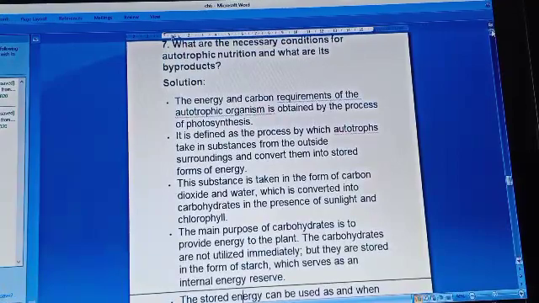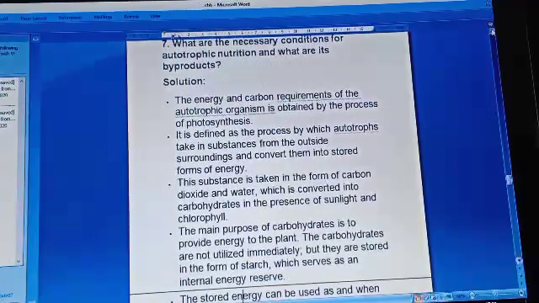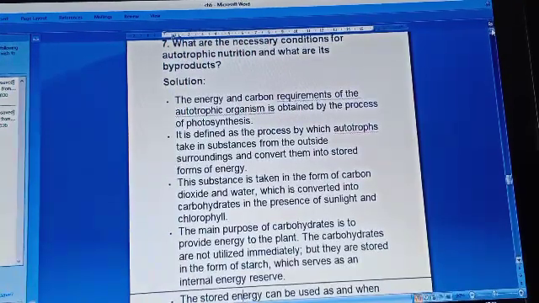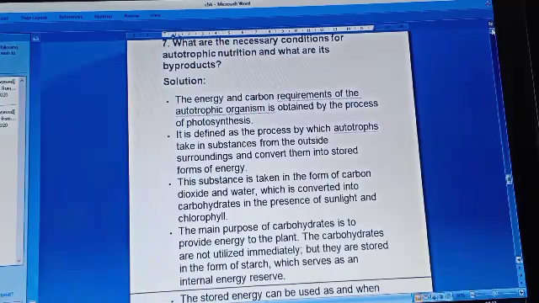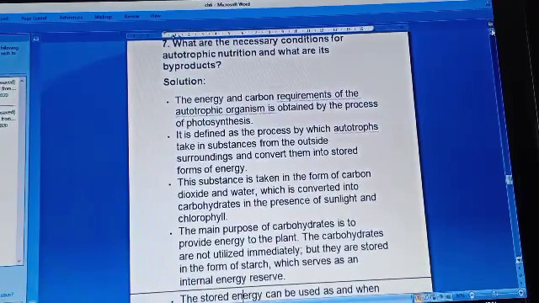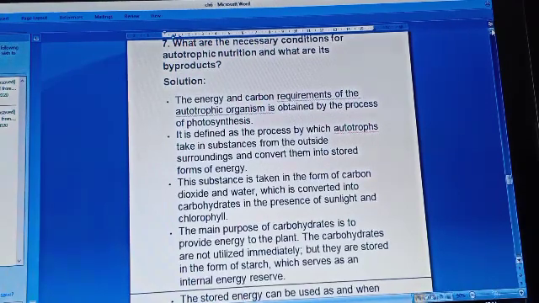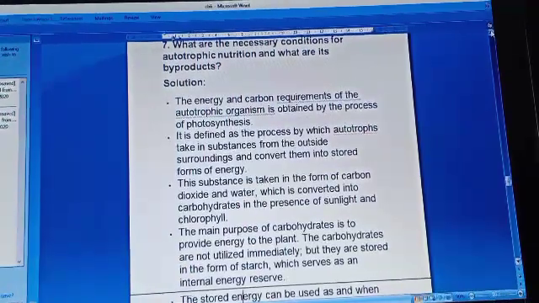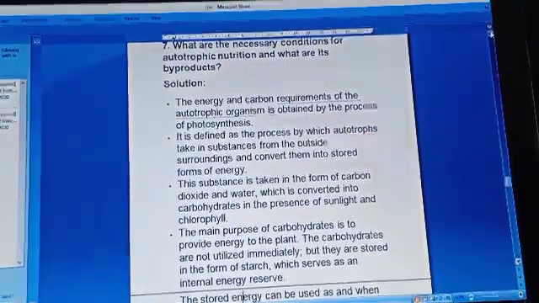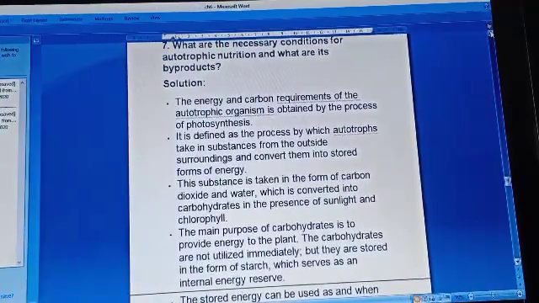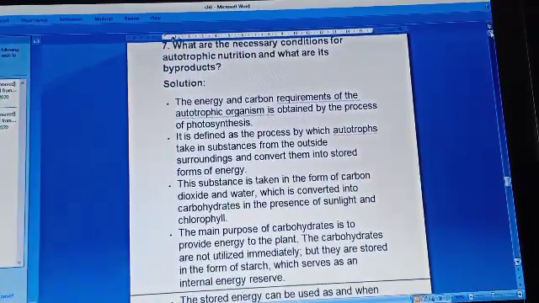So let's start. The energy and the carbon requirement of the autotrophic organism is obtained by the process called photosynthesis. It is defined as the process by which the autotrophs take in substances from the outside surroundings and convert them into the stored form of energy. These substances are taken in the form of carbon dioxide and water, which are converted into carbohydrate in the presence of sunlight and chlorophyll.